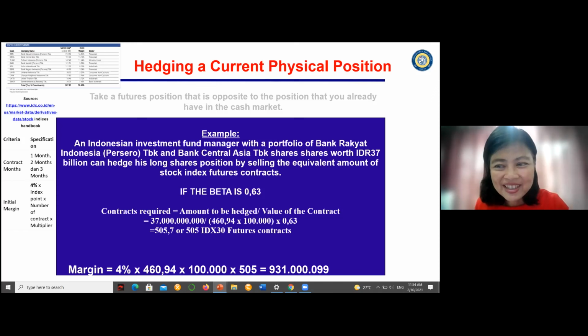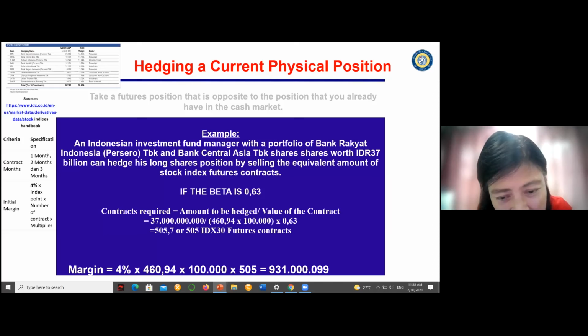Yeah, soon. And then the beta is 0.63, she calculated already. So now what she does is she puts the 37 billion, the amount to be hedged, and divides it by your contract value. Her contract value is somewhere up there. I'm not sure, it's not the other side. You can check, you all can check.